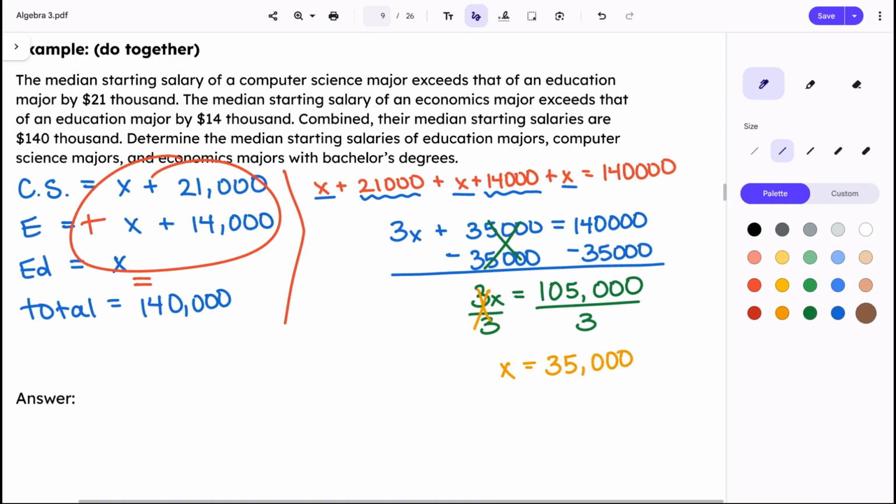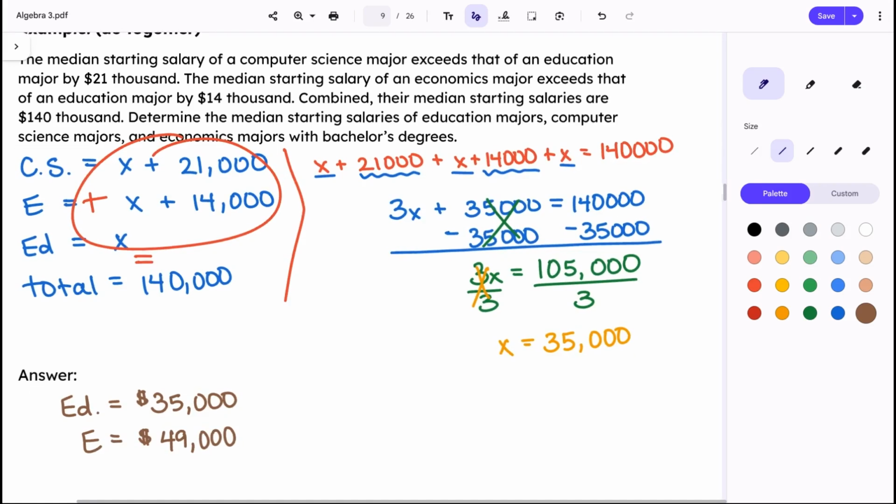All right, so now I should be able to figure out the median starting salaries for everybody. The median starting salary for education is just 35,000, because that's what we said was just X. For economics, we would have to take 35,000 plus 14,000. What's 35 plus 14? 49.